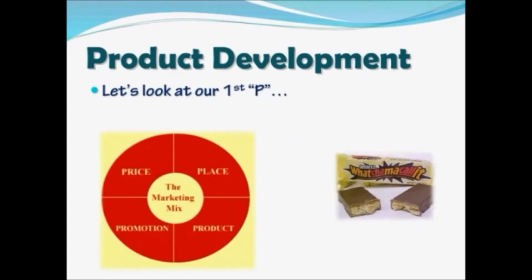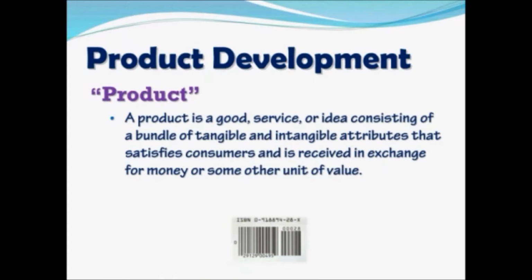Once you figure this out, then you move on to the product and the 4 P's of our marketing plan. So the first P is product. Whatchamacallit? Now this is a product and it fits within the marketing mix of the 4 P's. And a product can be a good or a service, even an idea, which consists of both tangible things you can touch and intangible attributes.